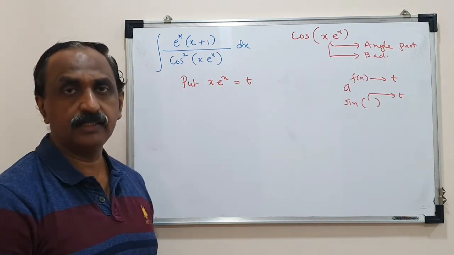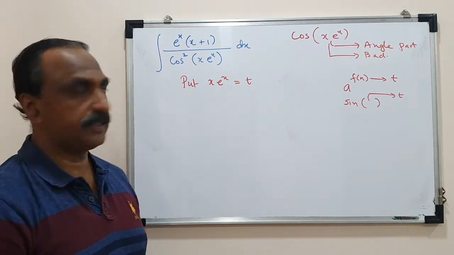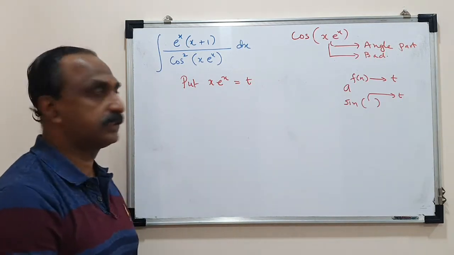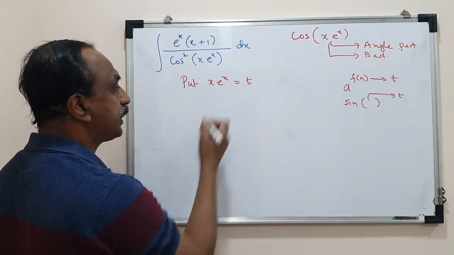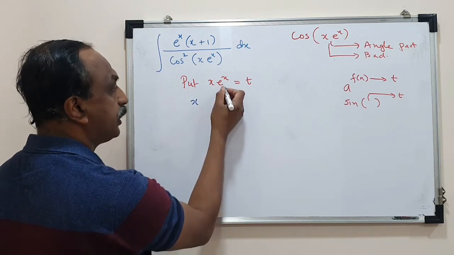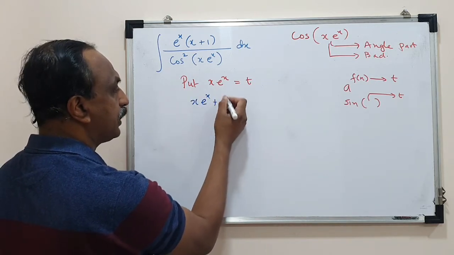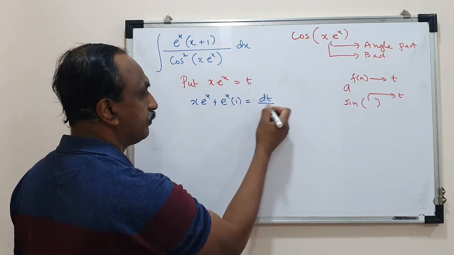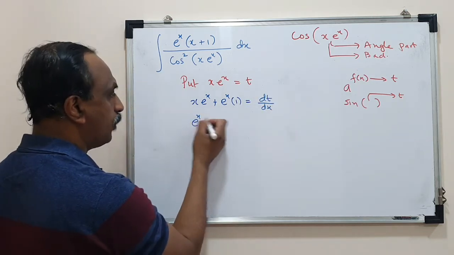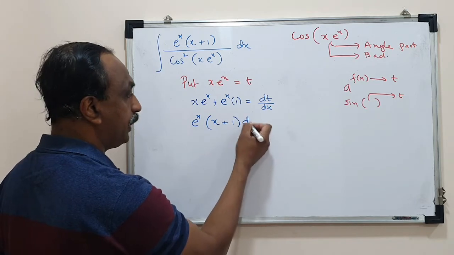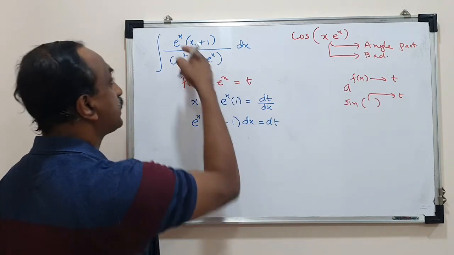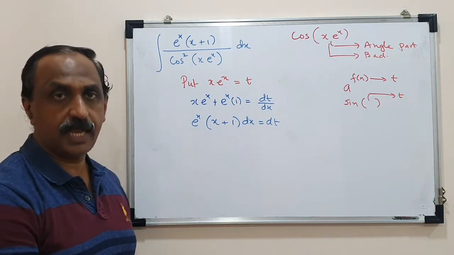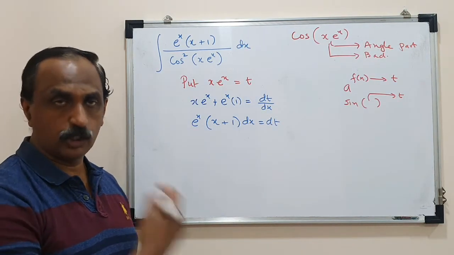If the angle is linear, then of course we have to think of some other method. If the angle is not linear, you can directly decide that to be your substitution. So differentiate it, applying the product rule: x into the derivative of e raised to x, plus e raised to x into the derivative of x, is equal to dt by dx. So I take e raised to x common: e raised to x times x plus 1 into dx equals dt. This is exactly what you see in the numerator, so it will be present. Every time with bad angles, the derivative of the angle part is going to be present.